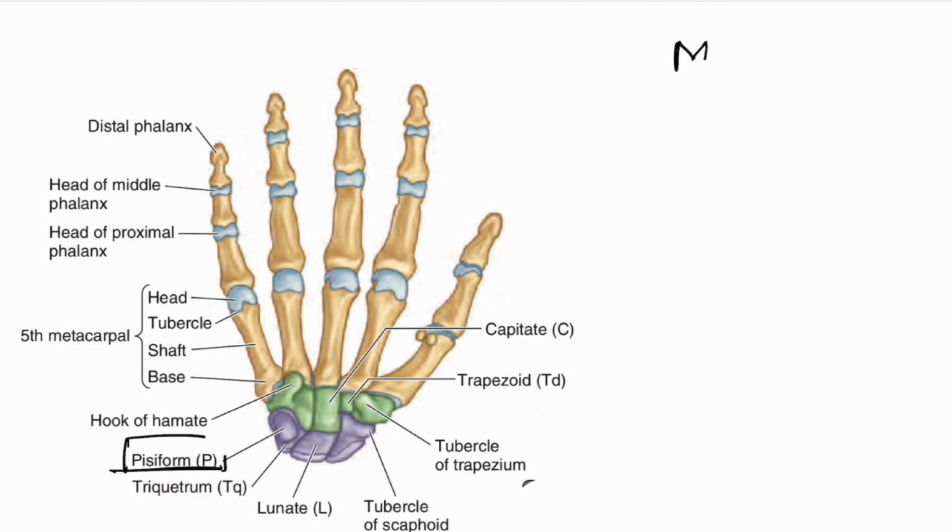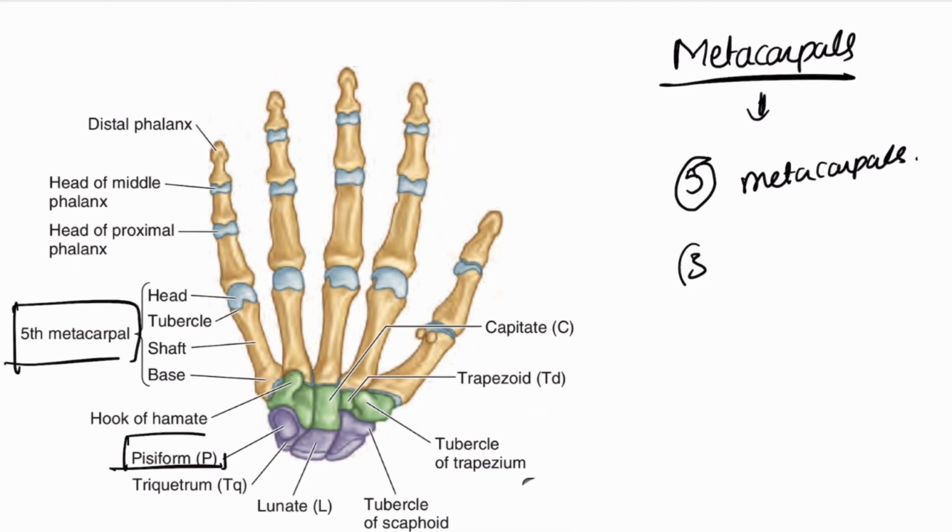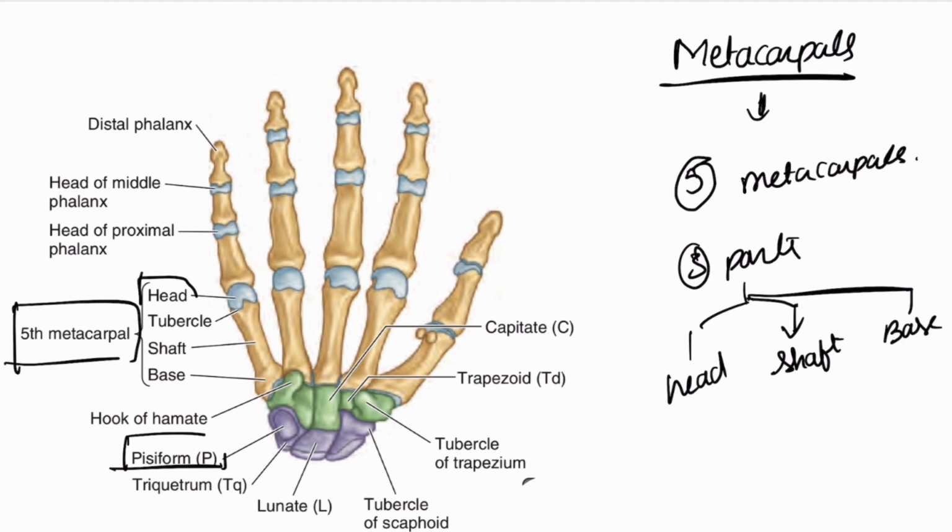Now let us look at the metacarpals. We have 5 metacarpals. These are the 5 metacarpals. These metacarpals have 3 parts. They are head, shaft, and the base. This is the head of the metacarpal, this is the shaft of the metacarpal, and this is the base of the metacarpal. The distal carpal bones and the metacarpal bones join together to form the carpometacarpal joint.